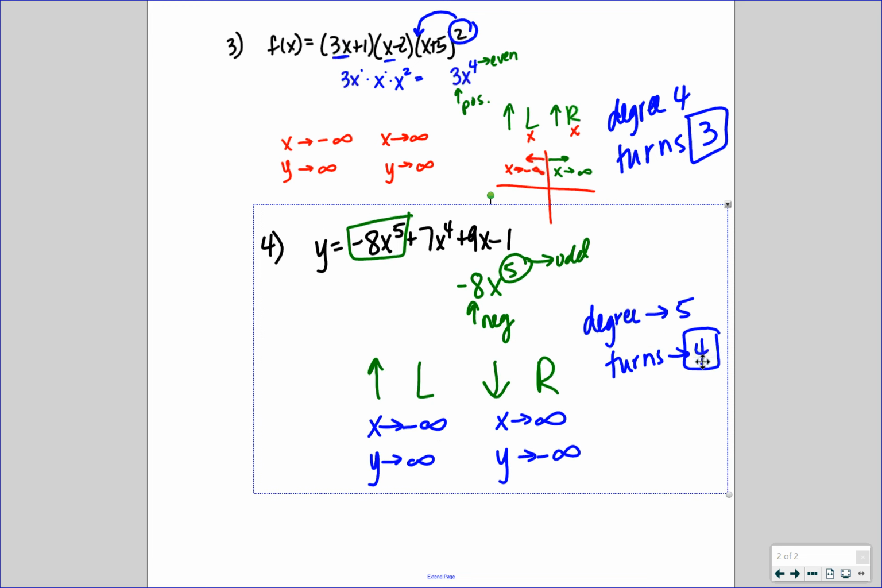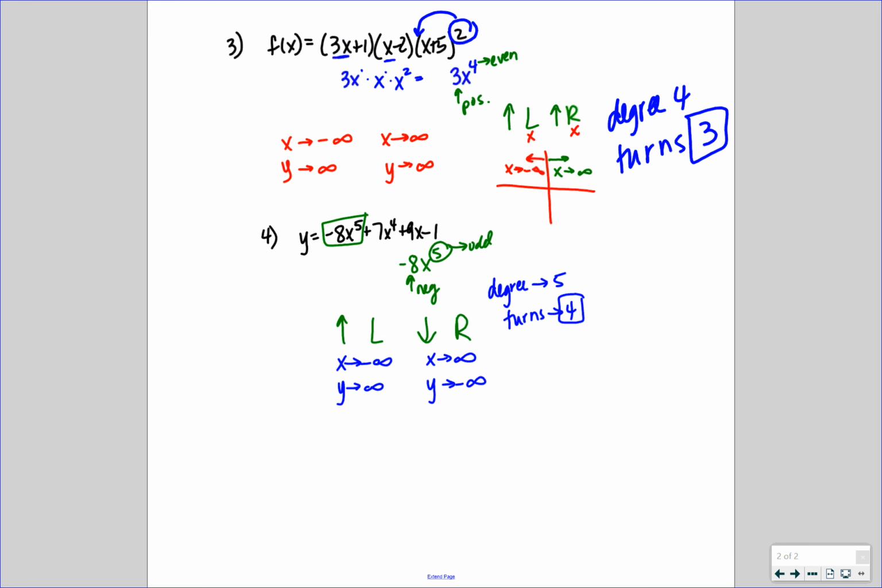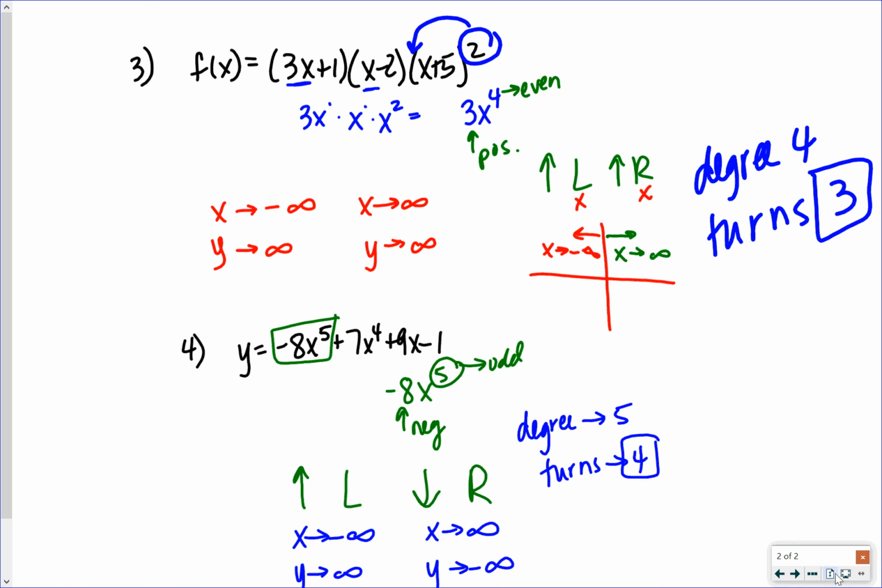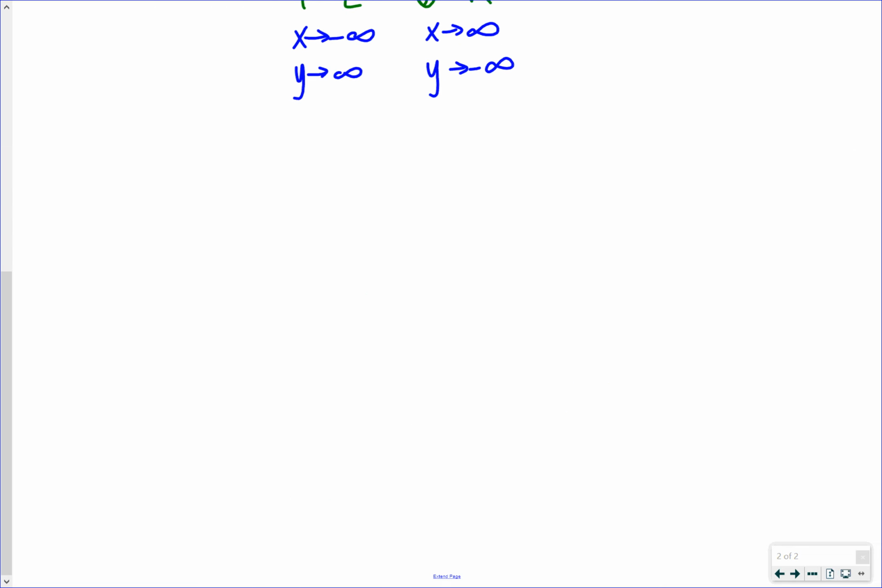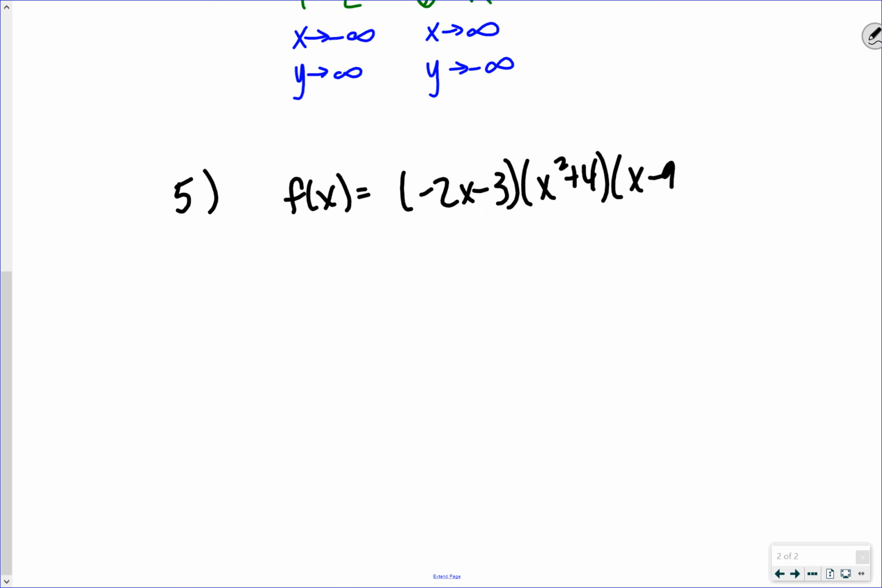And number 5. Same directions. I have f of x equals negative 2x minus 3, x squared plus 4, and x minus 9. My leading terms come from here, here, and here. Negative 2x times x squared times x. I have a negative 2x to the 1, 2, 3, 4, x to the 4th.